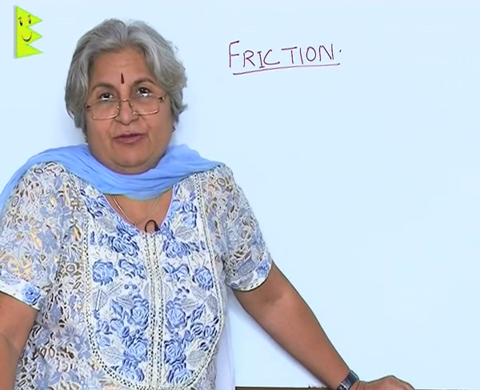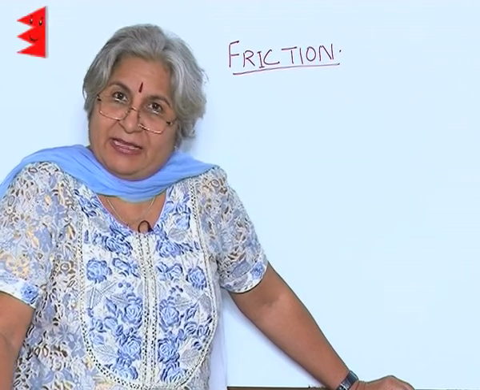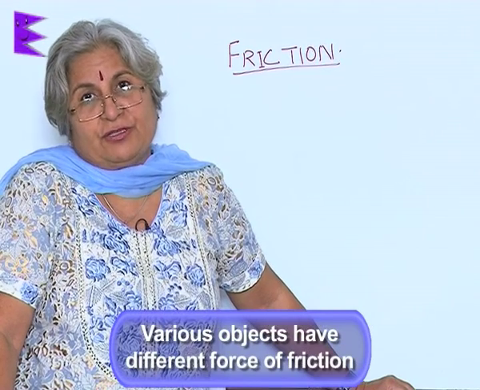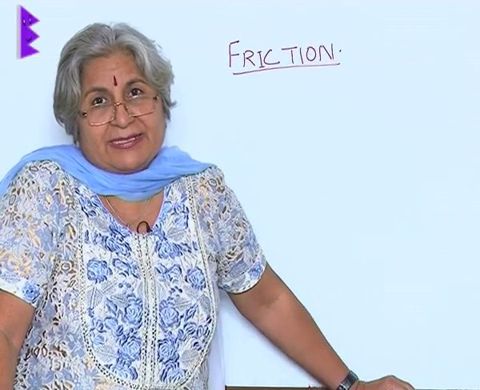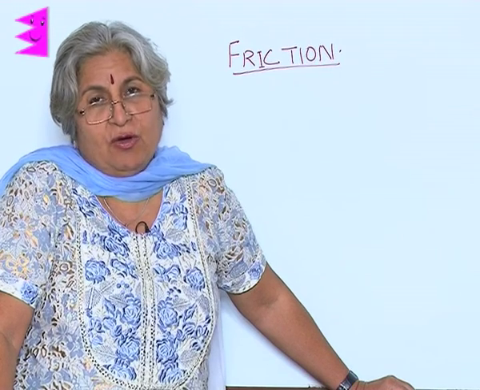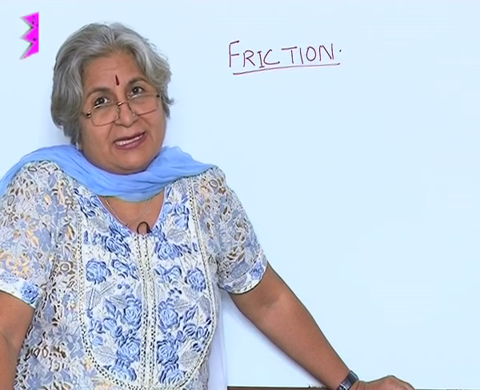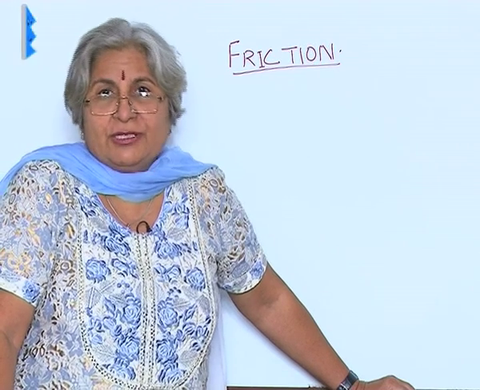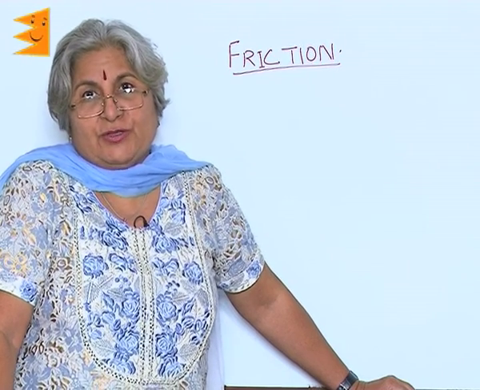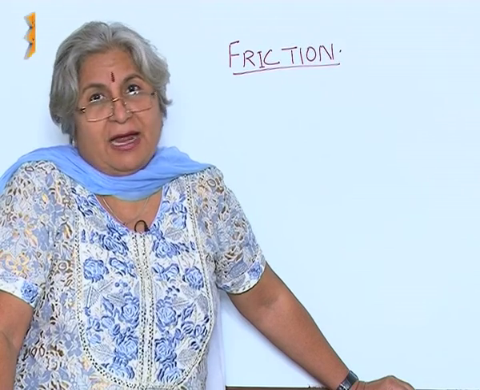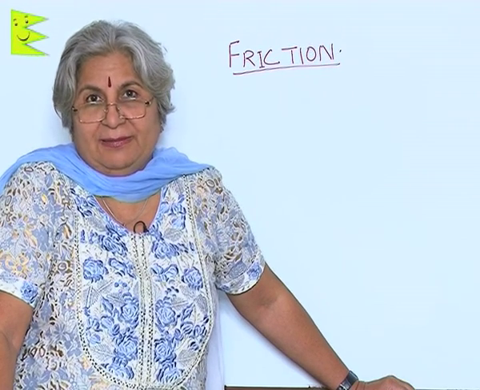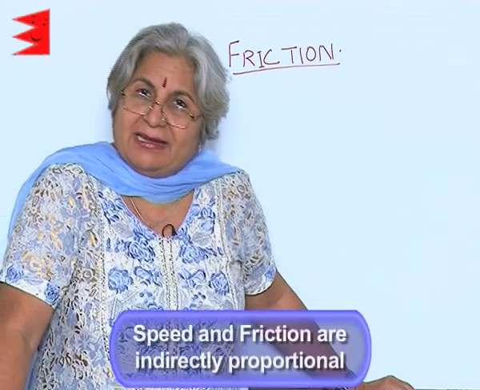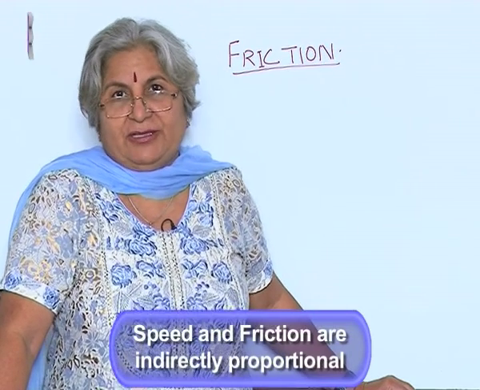The simple conclusion is that yes, there is a force of friction, but various objects have different forces of friction. In some cases, the force of friction is more and so speed is less, and in other cases the force of friction is less, so speed is more. So, speed and friction are not directly proportionate. If friction is more, speed is less. So, we can say they are indirectly proportional to each other.